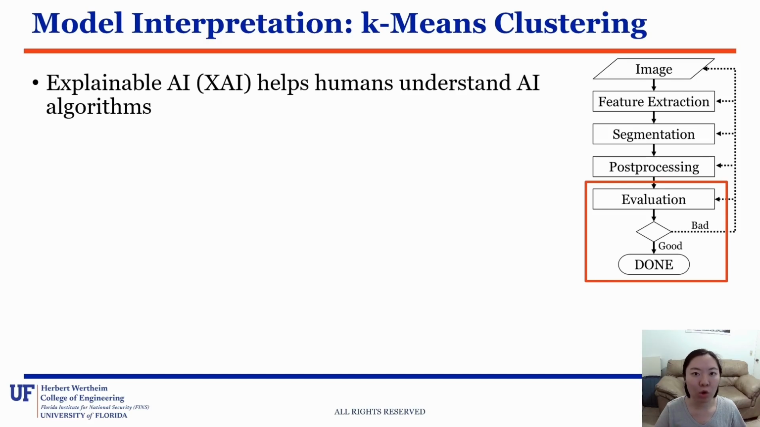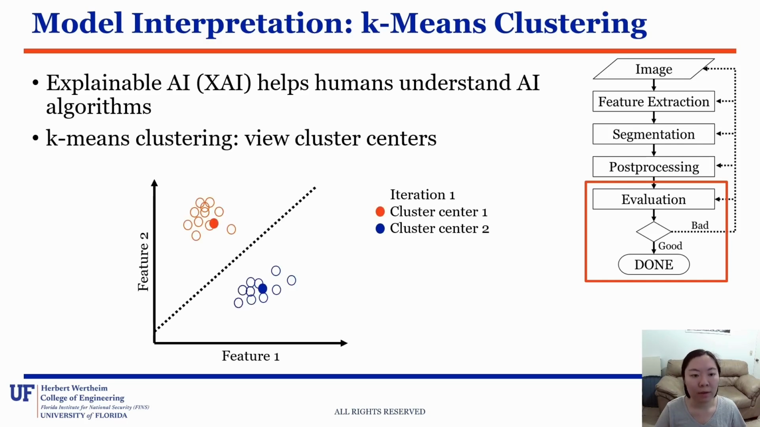Explainable AI, or XAI for short, is a set of techniques to make AI algorithms interpretable by humans. For k-means clustering, one way we can interpret the results is by viewing the cluster centers and where they ultimately end up. To see what we mean, let's start applying this to our project.